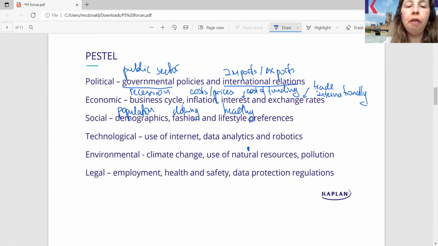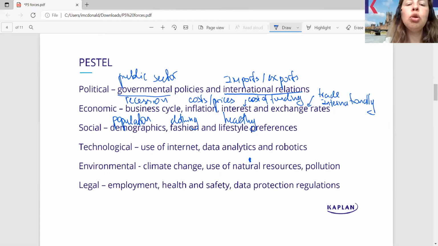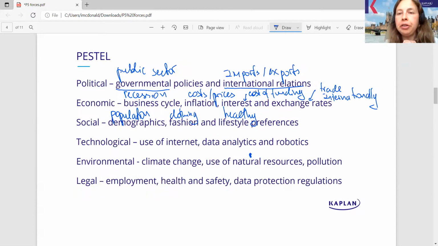With technological factors, technology is changing very rapidly, and it's very likely that in every exam, some technological change will be incorporated. So examiners are very keen on all organizations, whether public, private sector, or charities, using the internet.